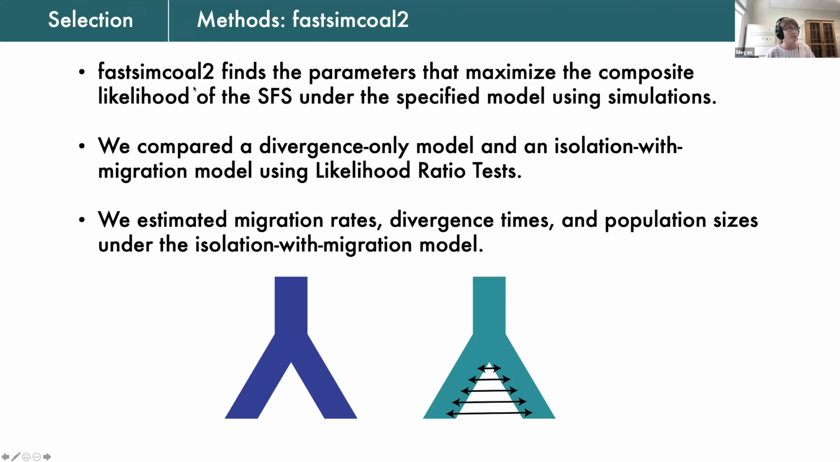So in fastsimcoal2, we find parameters that maximize the likelihood of our site frequency spectra under our specified models. And in this case, our specified models include a divergence-only model and a model with continuous gene flow. We compare these models using likelihood ratio tests, and we also looked at our parameter estimates under each model.